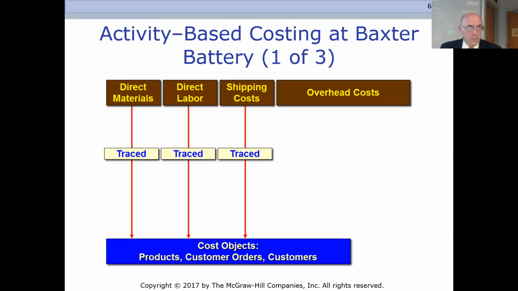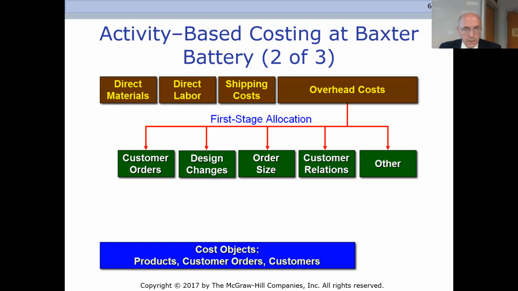So we have direct material, direct labor, and shipping costs. Those are all things that can be traced. Then there's that other category, the overhead costs. Those are costs that cannot be traced, but they can be allocated. And if we decide to allocate them, we can come up with a better total cost picture for different things, like products, customer orders, and customers, and so forth. So in the overhead cost category, we had 5 categories, but really only 4 because we're skipping the other: customer orders, design changes, order size, customer relations, in addition to the 3 categories of direct costs that we can trace.